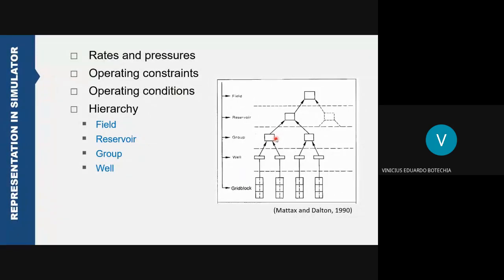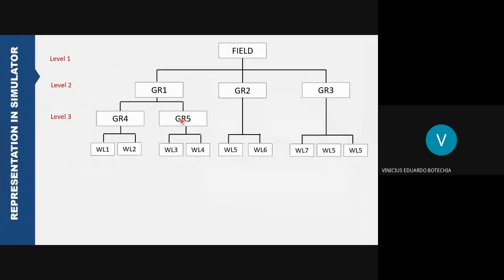So now we're starting to talk about the representation in the simulator. There is a hierarchy you have to follow in the management routines, right? Generally, it follows this structure, in different levels of the routine: field, reservoir, groups. You can change this if it is necessary. As I showed, you set the levels, the operating conditions, the constraints, and pressures in order to do your simulations.